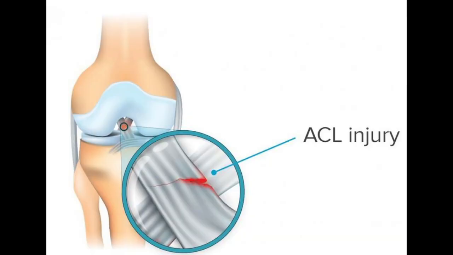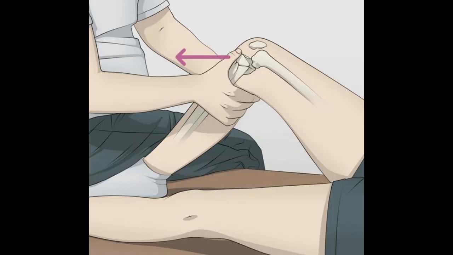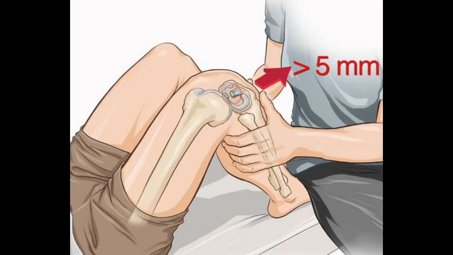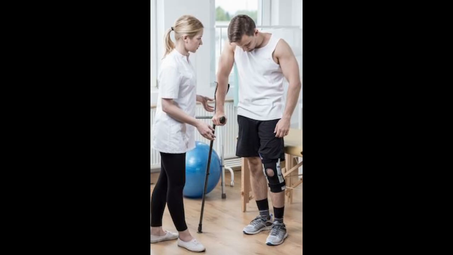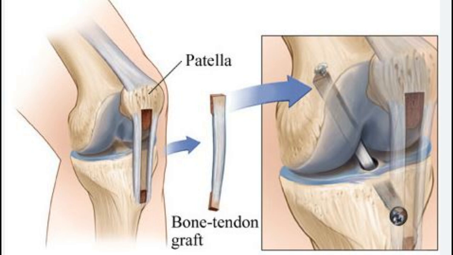This test assesses anterior cruciate ligament (ACL) integrity. The examiner stabilizes the lower leg and attempts to draw the tibia forward relative to the femur. Increased anterior translation may indicate an ACL injury. Treatment may involve conservative measures or surgical reconstruction depending on the severity of the ACL injury.